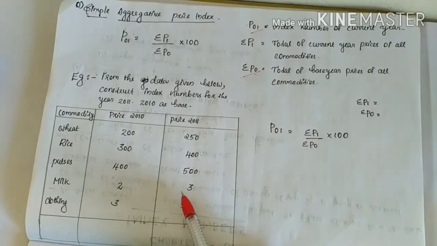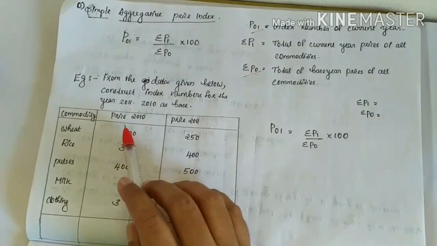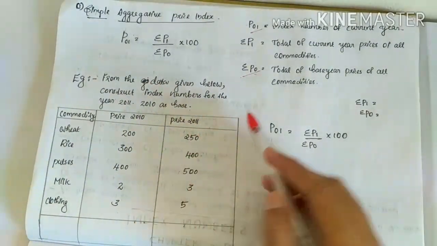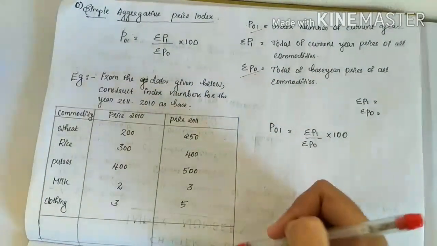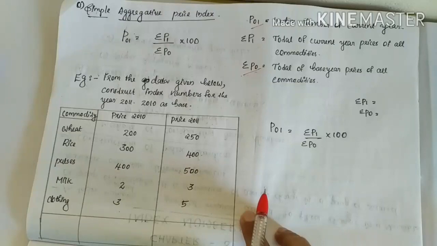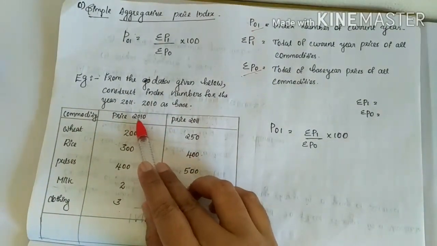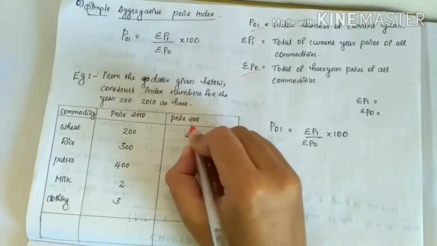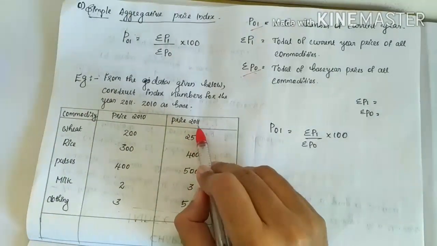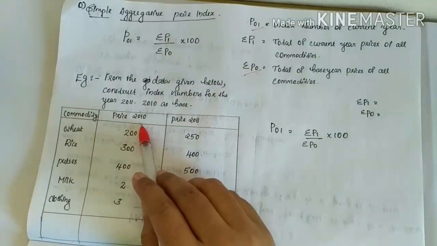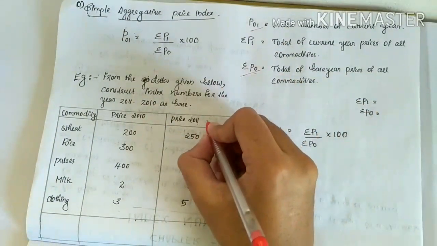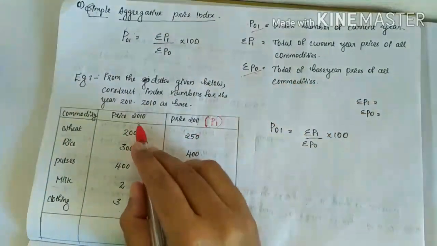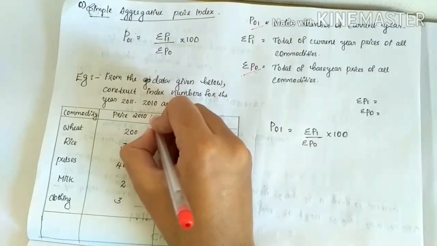The first procedure is that you have to identify which one is P0 and which one is P1. Here P1 means the price of the current year and P0 means the price of the base year. Here two prices are given, 2010 and 2011. So the current year price in this example is 2011, clear, and the base year price is 2010. So the price of 2011 is known as P1 and the price of 2010 is known as P0.